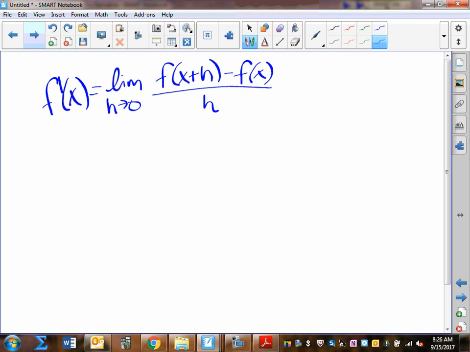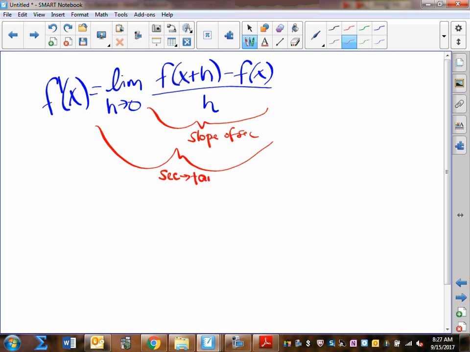This limit is the limit of that slope, right? We talked about how this is the slope of that secant line, and what this limit does is it takes that distance between the 2 points and gets it smaller and smaller, closer to 0. So we end up having our secant line become our tangent line. So when we do this limit, we're finding the slope of the tangent line. That is what our derivative is. That's what we were talking about when we first learned this.